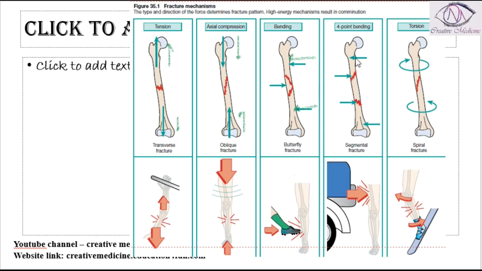Whenever there is 4 point bending, so bending in this direction, here when the bending is seen at 4 points, then it is called as segmental fracture. Whenever there is torsion or twisting occurring like this, it results in spiral fracture.